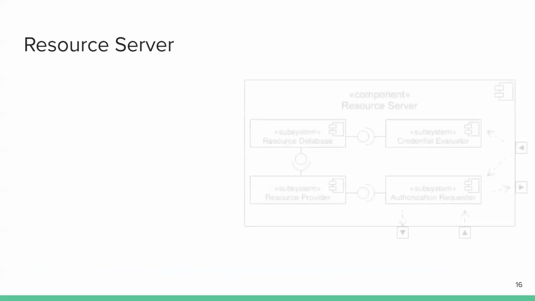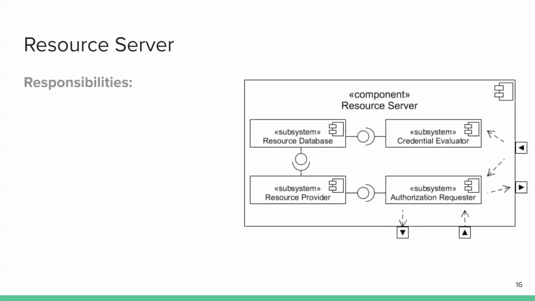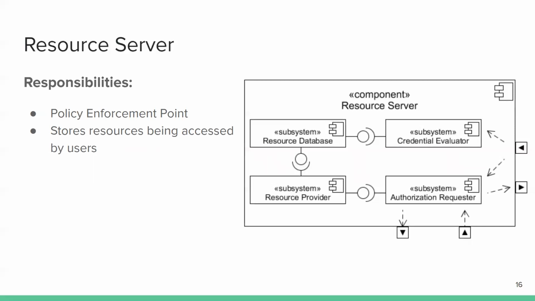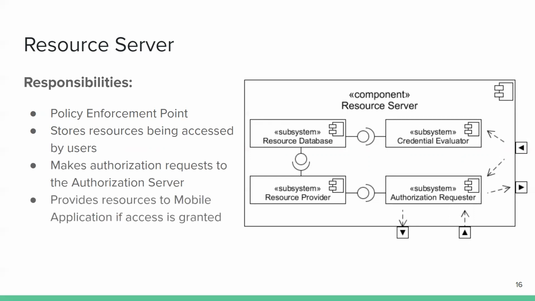For the resource server, which is pictured here, it has the responsibility of being a policy enforcement point. And so it does this by storing resources being accessed by users, and it'll go ahead and distribute them after making authorization requests to the authorization server. If access is granted, it'll provide the resources to the mobile application. So in doing that, it's enforcing the policy of either distributing or not distributing resources.